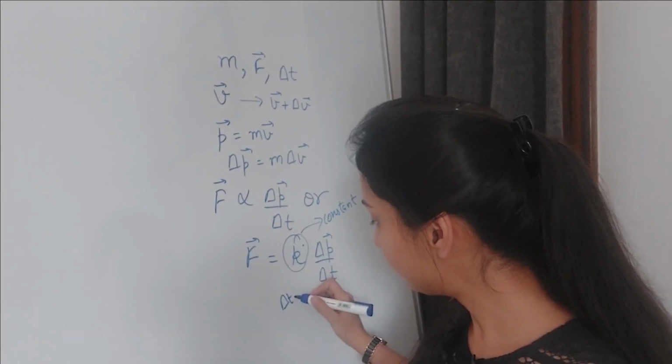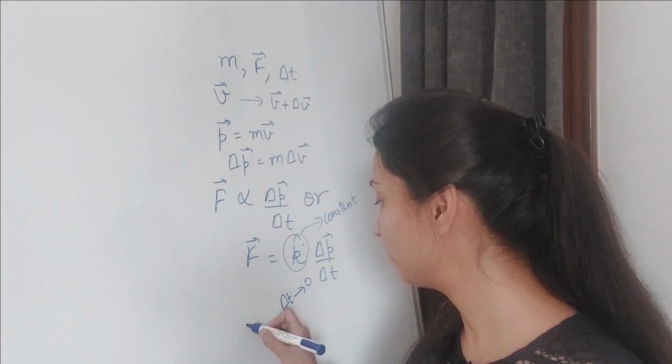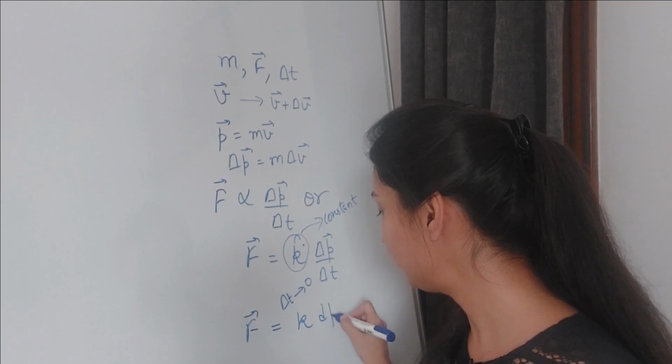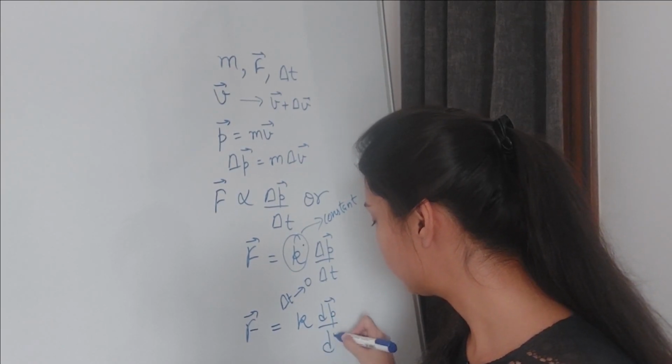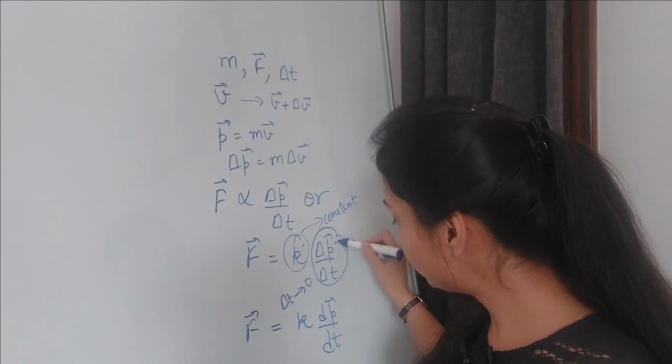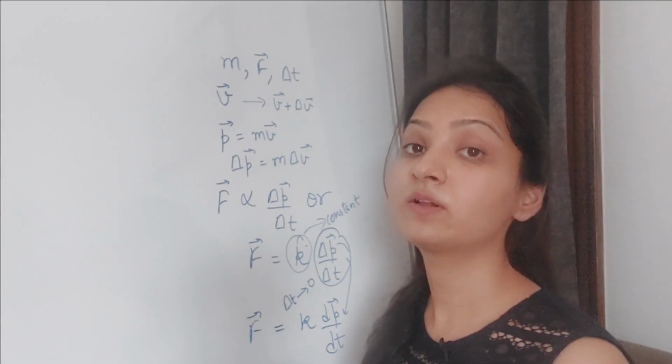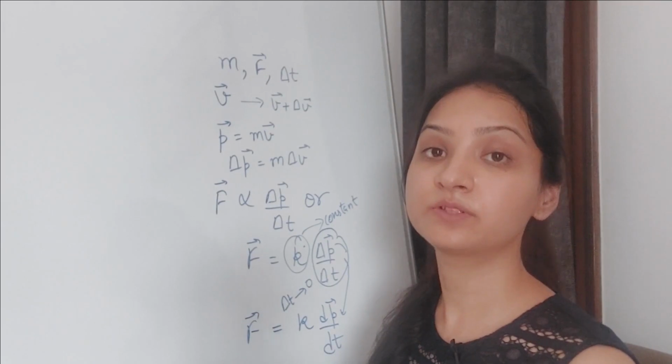Taking this limit tending to 0, we have force equal to k times dp by dt. That is, this becomes the differential coefficient of p with respect to t. Or you can also say this derivative of p with respect to t.